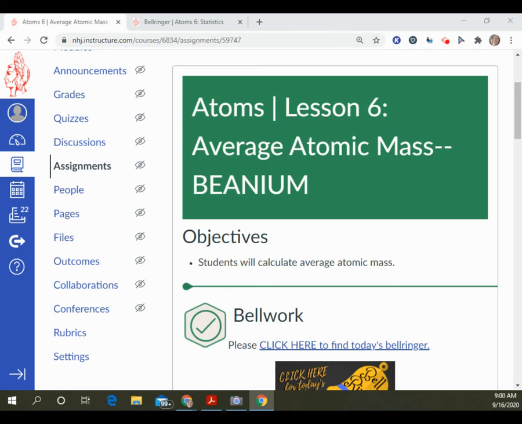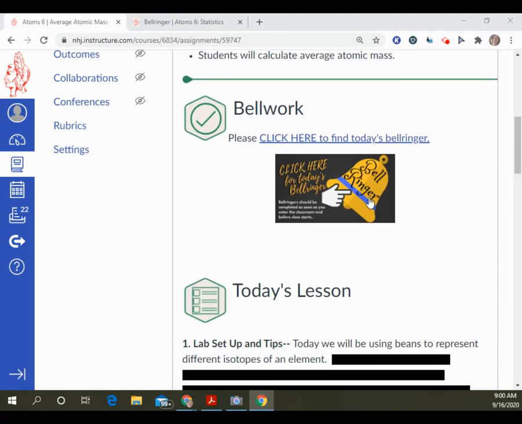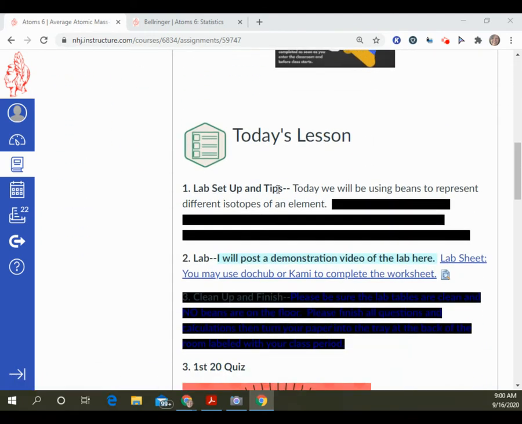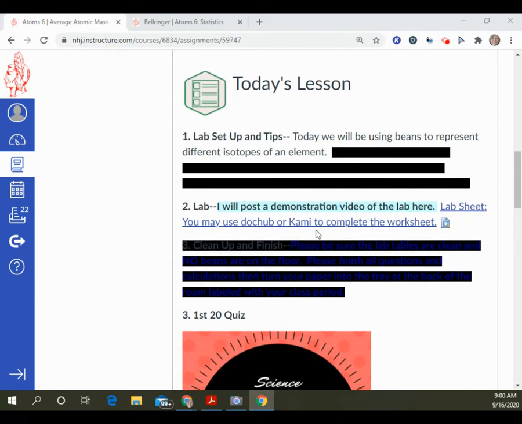Okay, so we're going to go through the Beanium lab from Adams lesson 6. If you scroll down in the lesson, I really wish that you would be doing this in the classroom at lab tables, but we're doing this as a demonstration today. Here is the lab sheet.